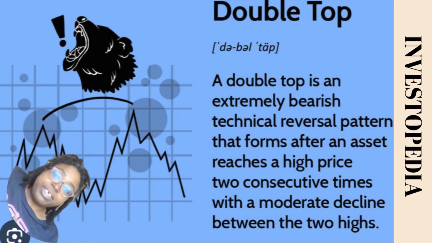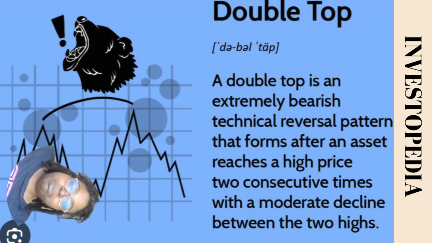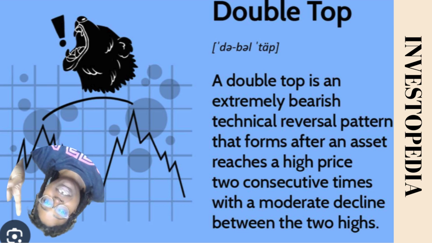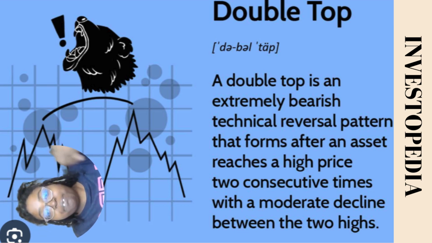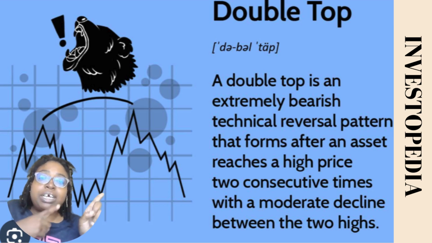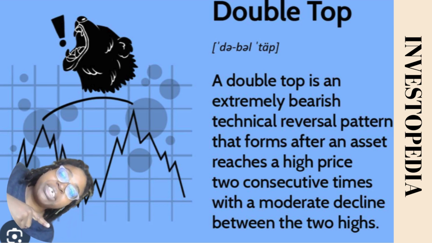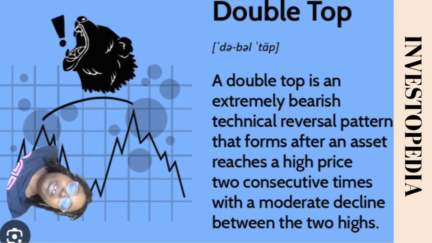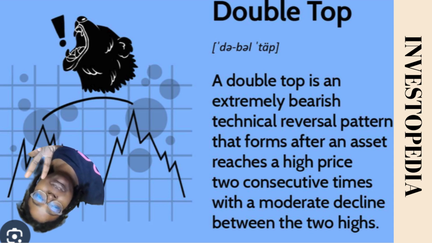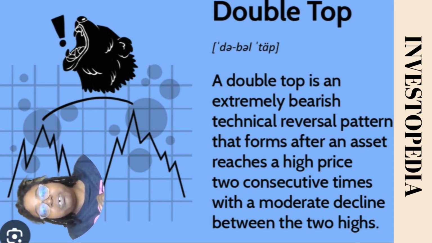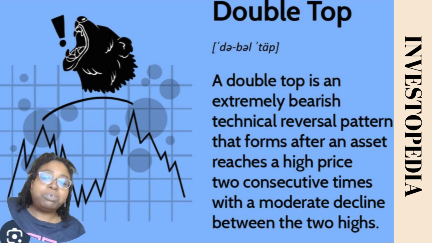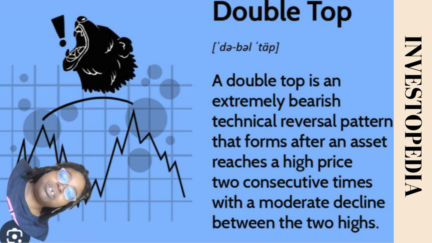Okay, so this strategy, the double top or the double bottom, in this case the double top, is when our market is going up and it fails to continue, makes a drop, goes up again, and fails to go up anymore. So, according to Investopedia, a double top is an extremely bearish technical reversal pattern that forms after an asset reaches a high price 2 consecutive times with a moderate decline between the two highs. So, very technical. I look at it as a nice M when I am trading. Let's get into this just a little deeper.